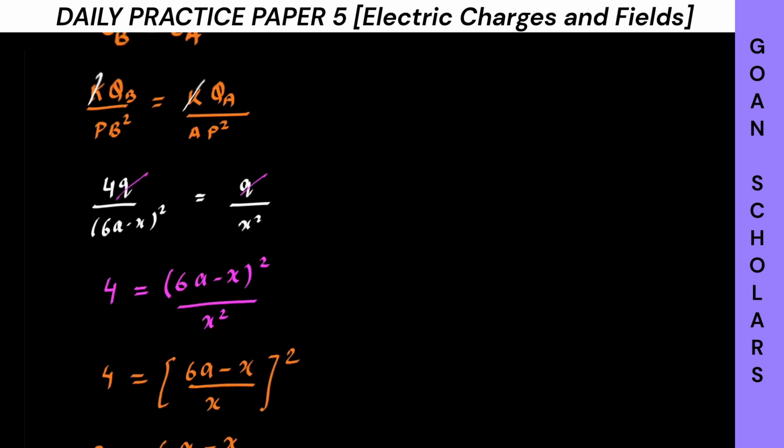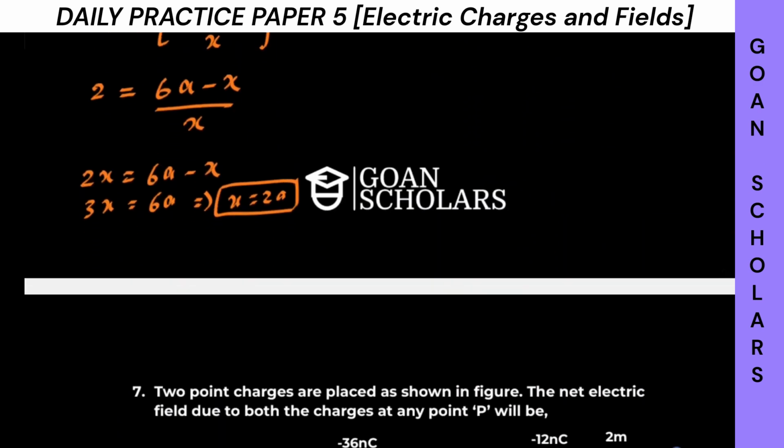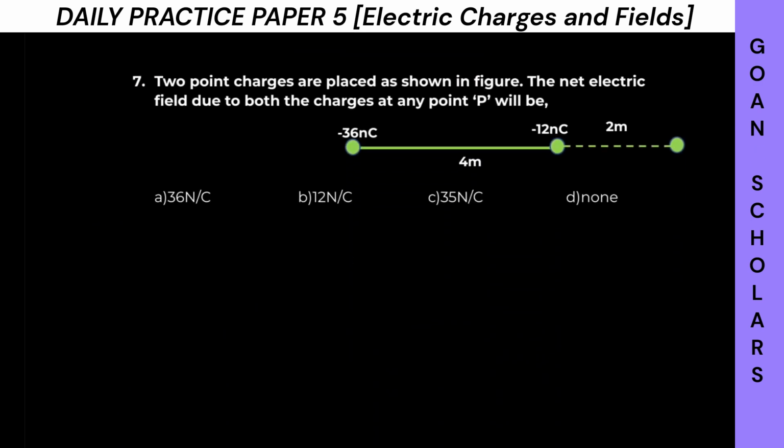The correct answer is 2A. Let's see if there is any option. Yes, option B for question number 6. It was question number 6, paper 5. Let's move to the next question. 2 point charges are placed as shown in the figure. The net electric field due to both the charges at any point P, so this must be the point P, will be. So let's see.